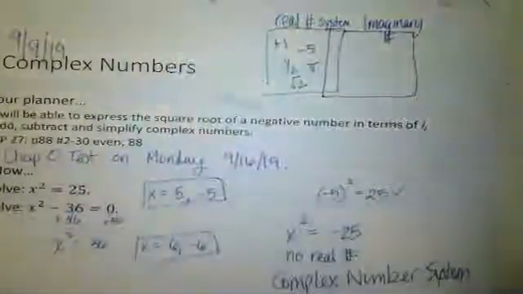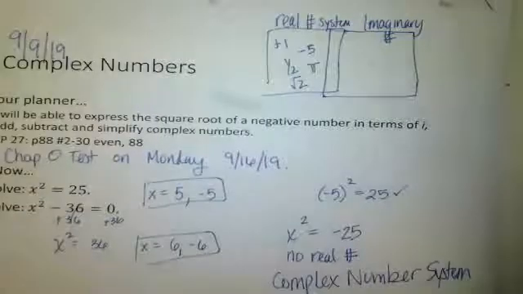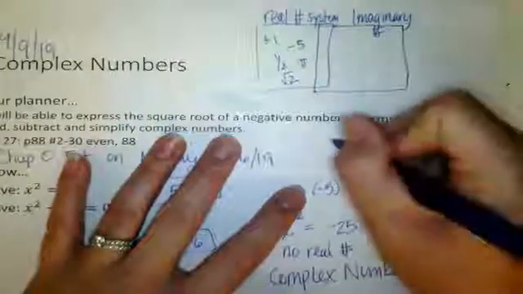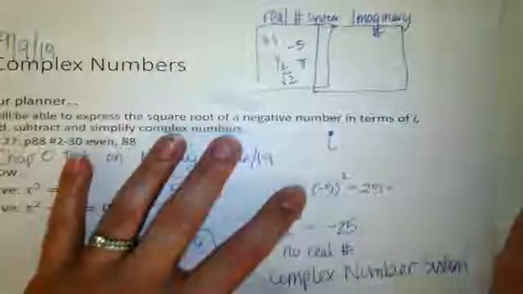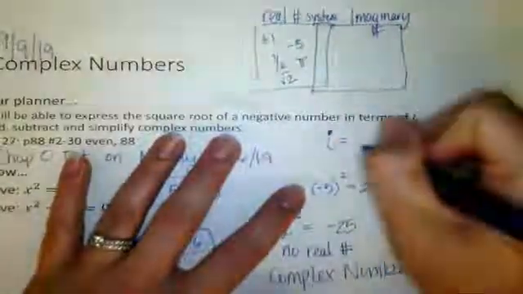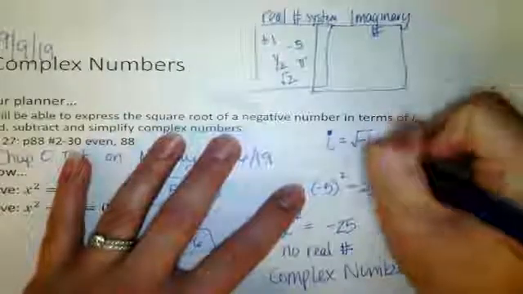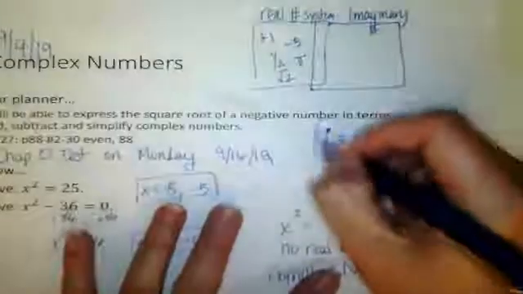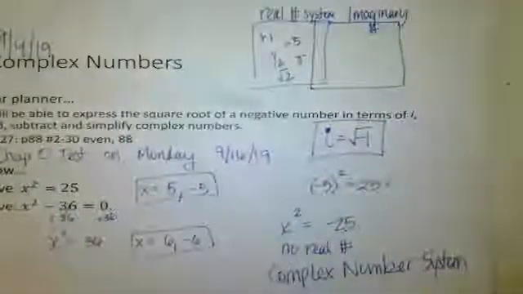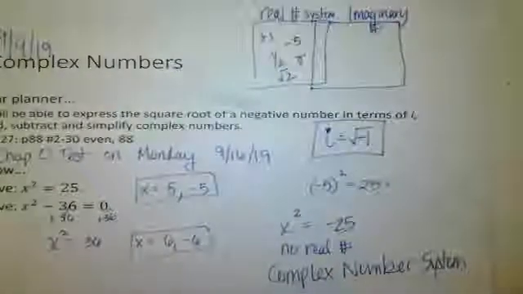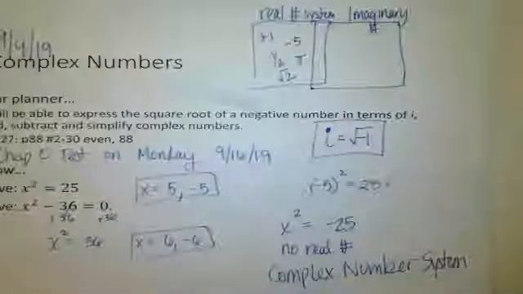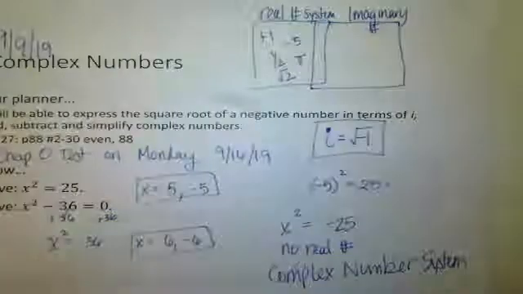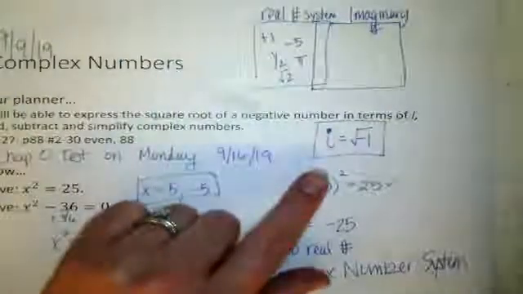So here's what they did. They defined the complex number i. So this is the important part. i, for imaginary, is the square root of -1. This is the definition of an imaginary number. i is the square root of -1. That's it.